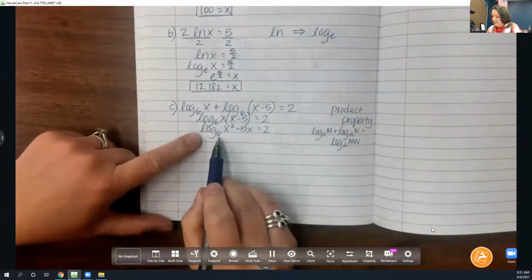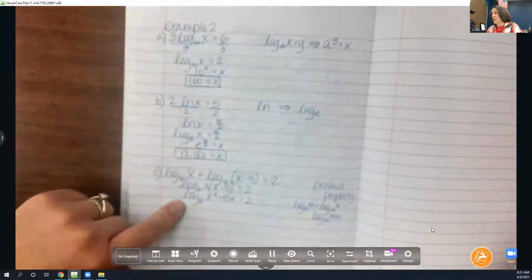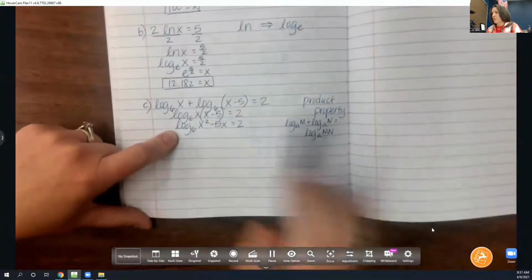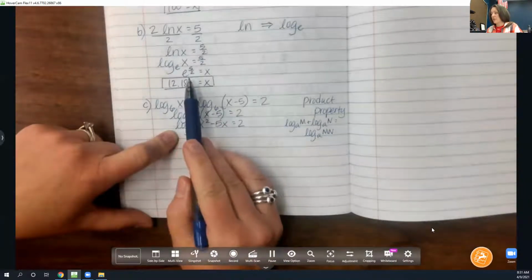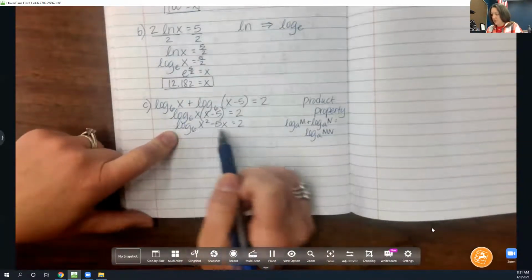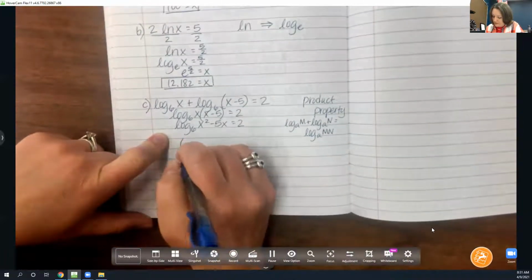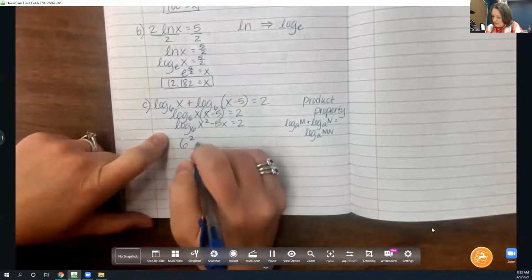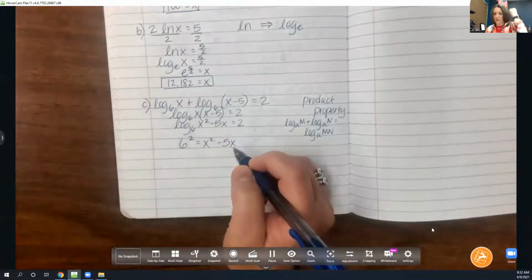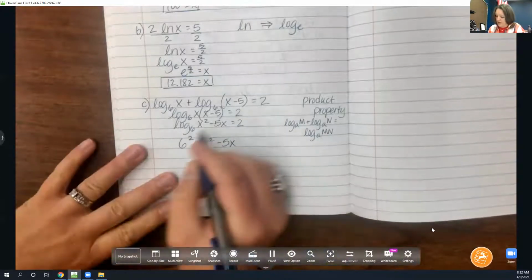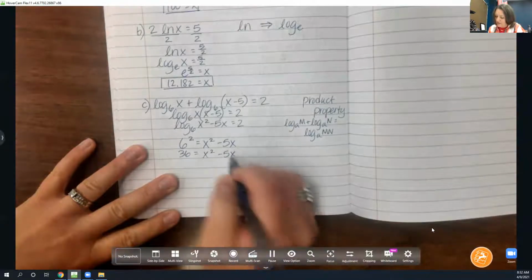Now I'm going to use this to go back up here and rewrite as an exponent, because there's no way I can figure this out here, since x is here. So we're going to rewrite it as an exponent: 6 to the second power equals x squared minus 5x. Oh my gosh, now we're really going to have to go backwards in math. We have 36 equals x squared minus 5x.